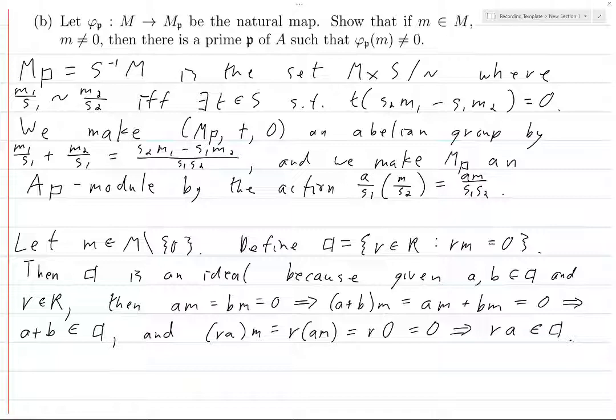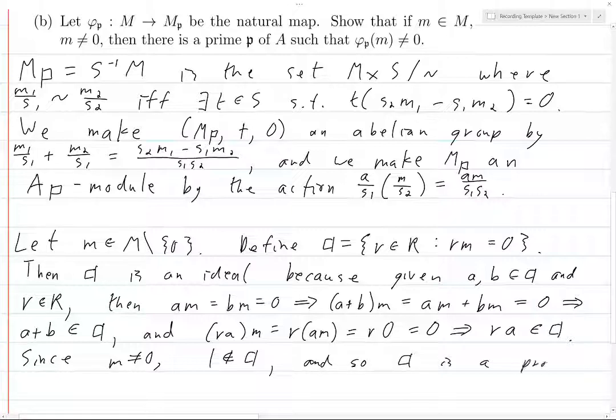Let's see here. Since m is non-zero, 1 is not in A. Because if 1 were in A, then that would mean that 1 applied to m is equal to 0. But 1 applied to m is just m, and so that means that m is 0, which contradicts that m is not 0. So the fact that m is not 0 implies that 1 is not in this ideal A. So A is a proper ideal.